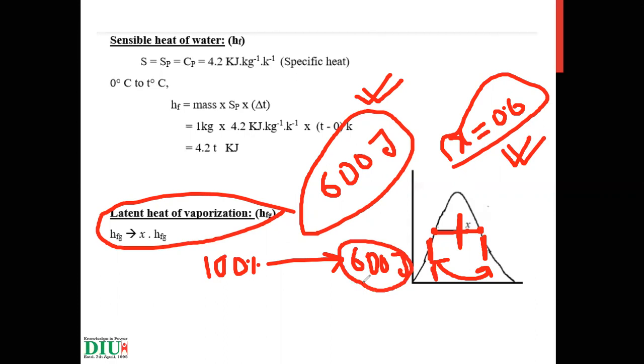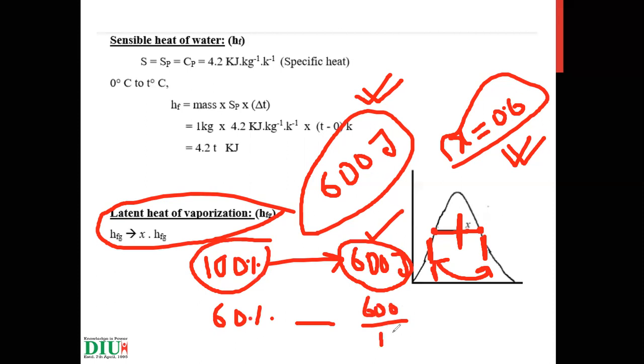So now, should I require 600 joule or less amount of heat? For 60%, should I require 600 or less? Yes, sir, we require 600. No, my student, 600 is for 100%. Oh, sorry sir, it will be less. For 60%, it will be less. Yes, sir. So 600 divided by 100, multiplied by 60. If I cross-multiply, it will be 360 joule. Am I clear? Yes.